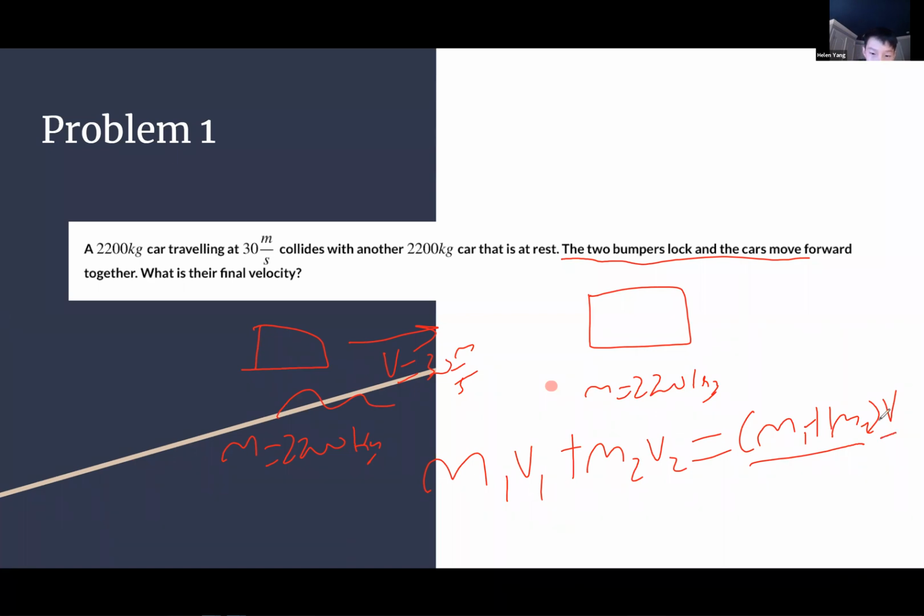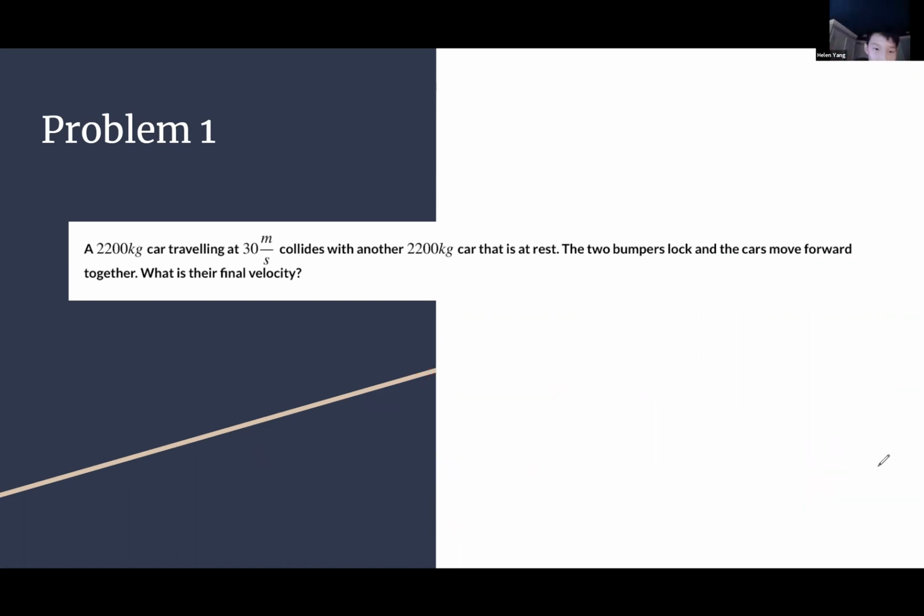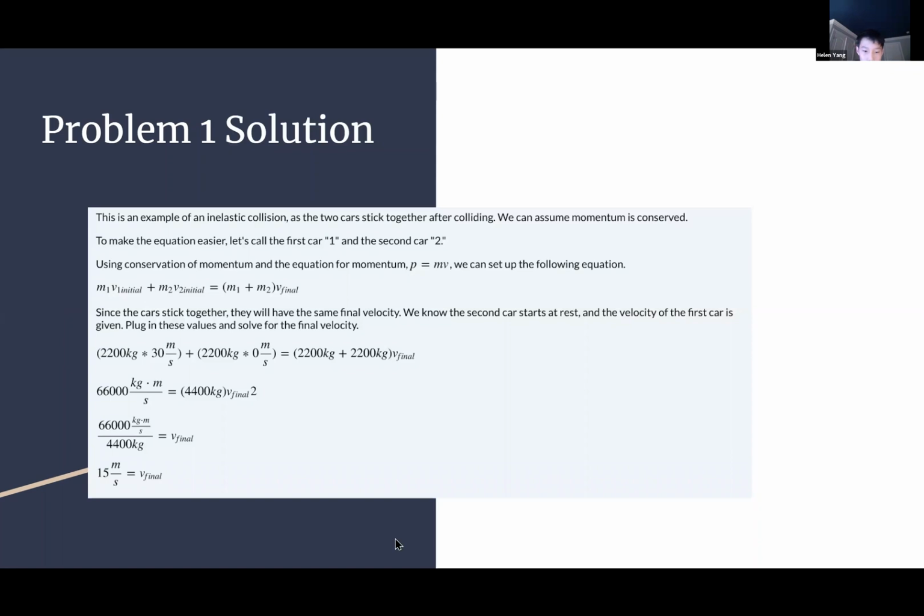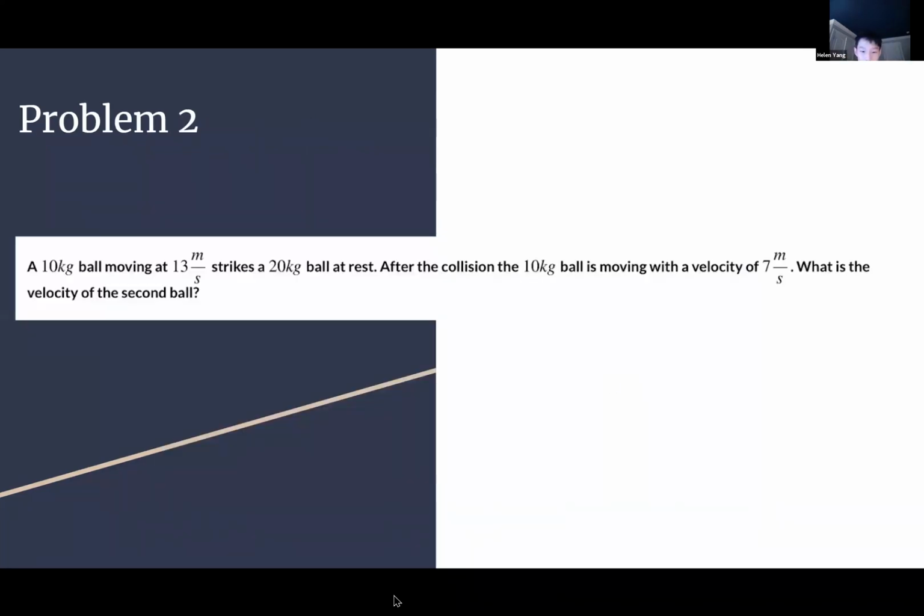So you can plug in what you have. You have 2,200 times 30 plus 0 is equal to 2,200 plus 2,200 times V. And then you can just solve for V. Okay, so this is the solution. Okay, so problem 2.